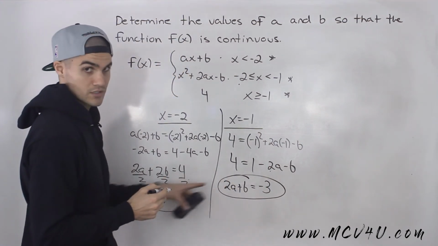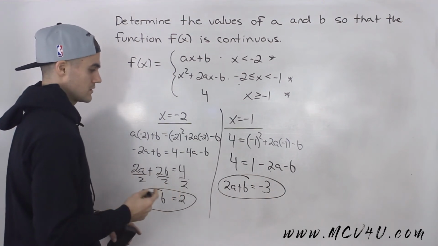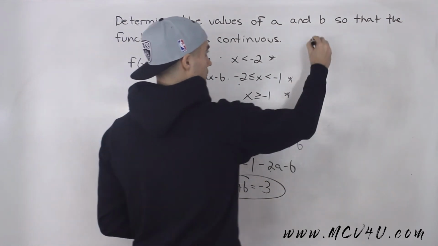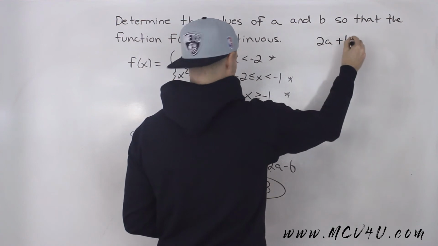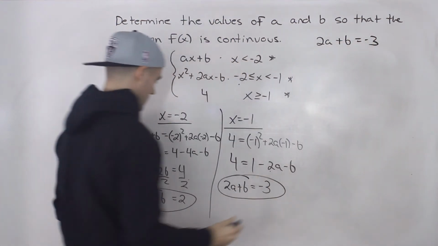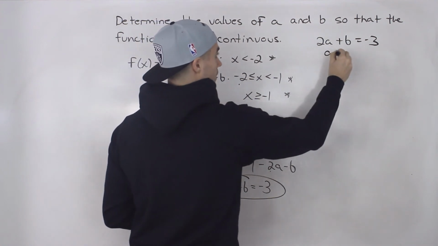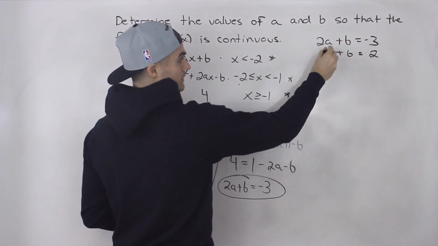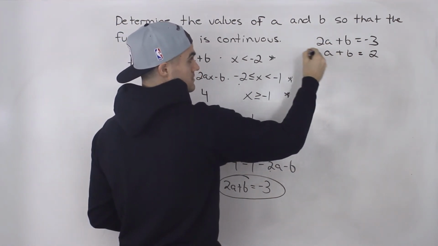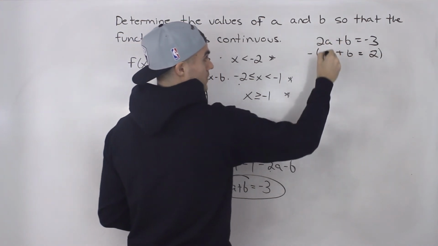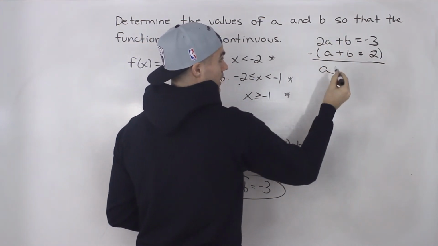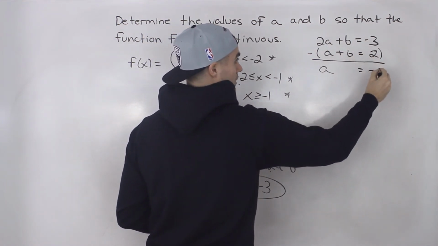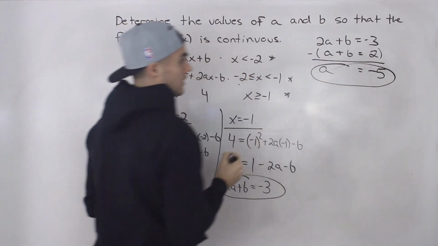So now we got two equations, two unknowns. So we could do substitution or elimination. Let's actually do elimination with this one. So I'm going to write out both equations up here. So I got 2a plus b equals -3. And then I'll write out this one just under it. a plus b equals 2. Notice that we can subtract this equation from this one to get rid of the b's. So if we subtract, 2a minus a gives us just a. b minus b, that goes to 0. And then -3 minus 2 gives us -5. So our a value is -5.